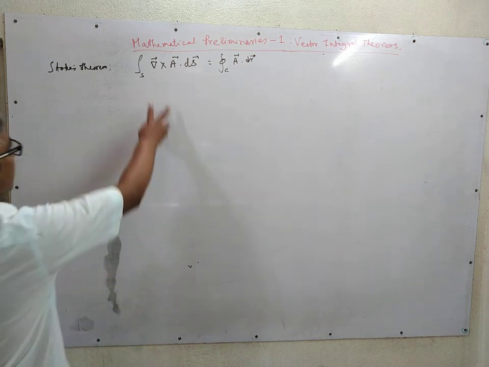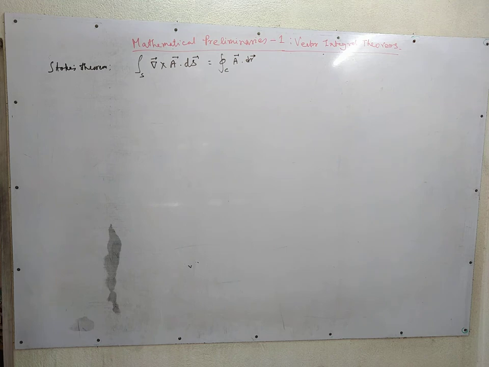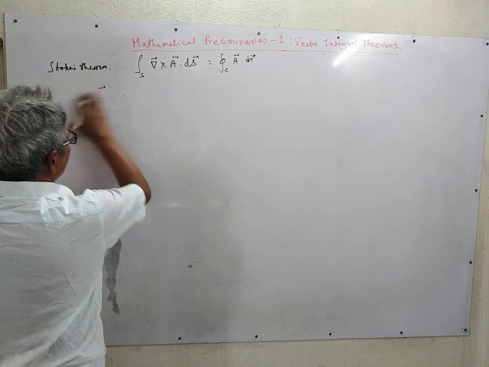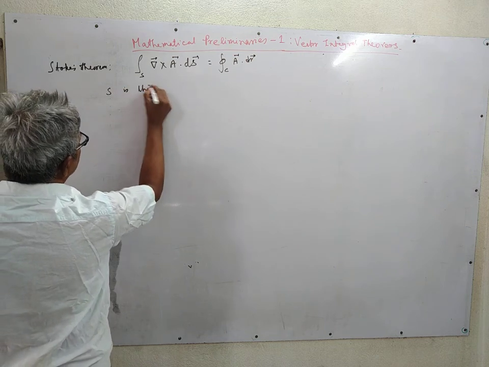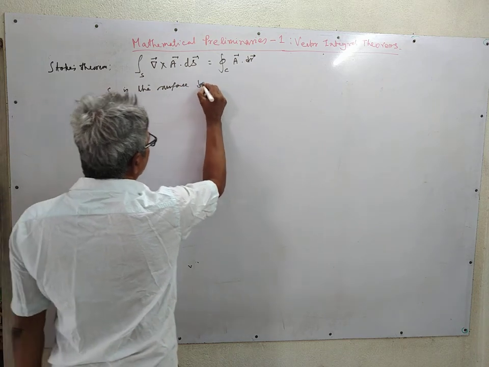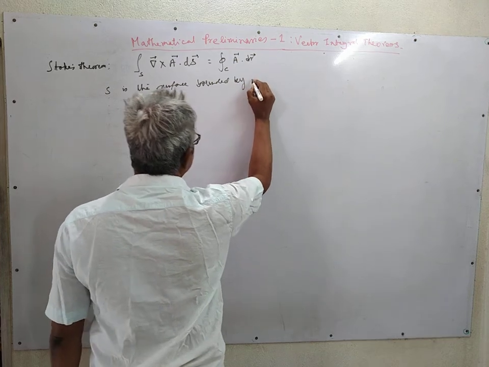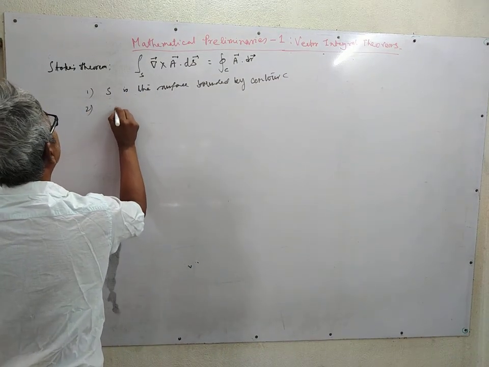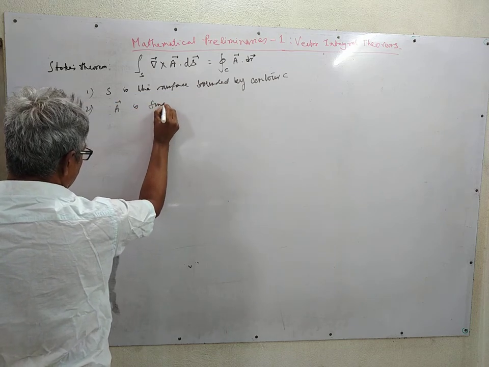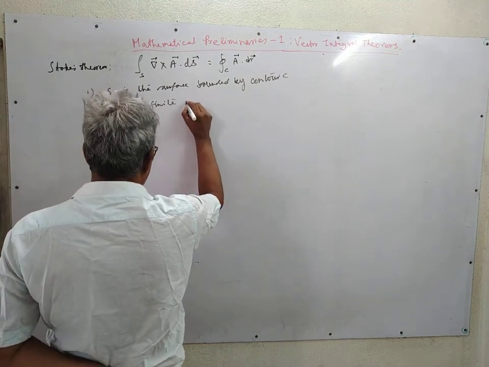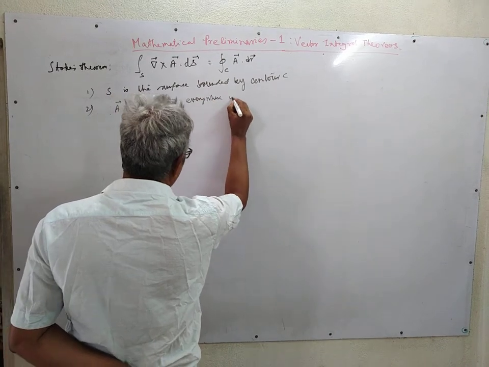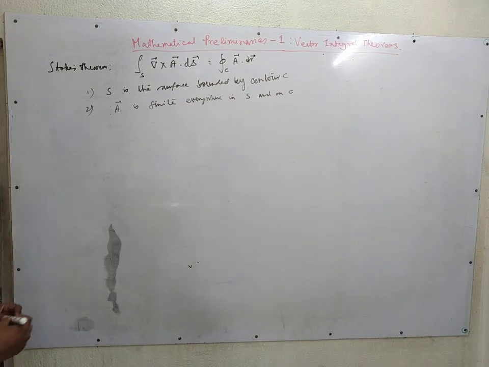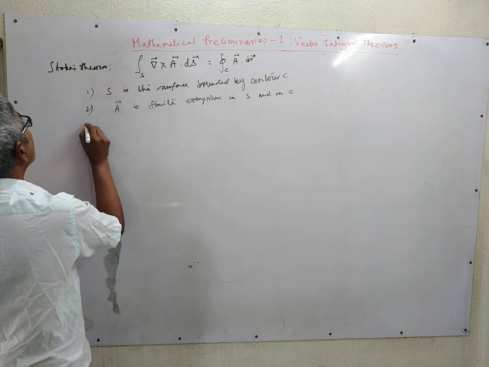And since we need to calculate the curl of A, A must possess first order partial derivatives. So the requirements are: firstly, S is the surface bounded by contour C. Secondly, A is finite everywhere in S and on C. That is, A is defined everywhere on the surface and on the contour.